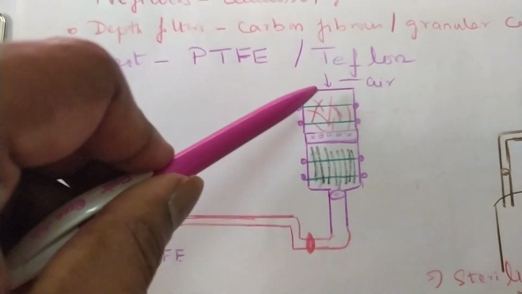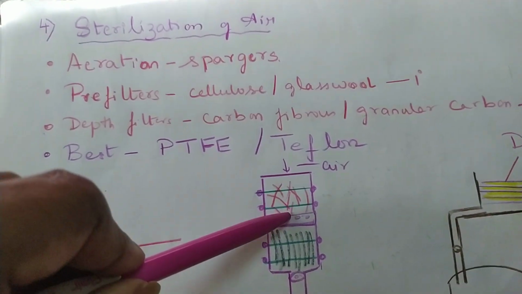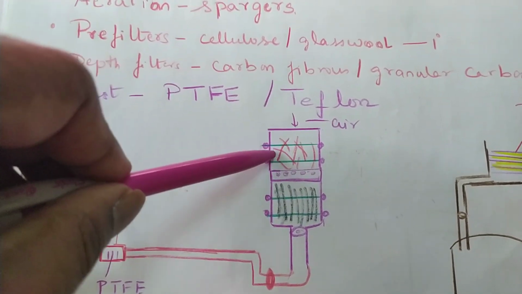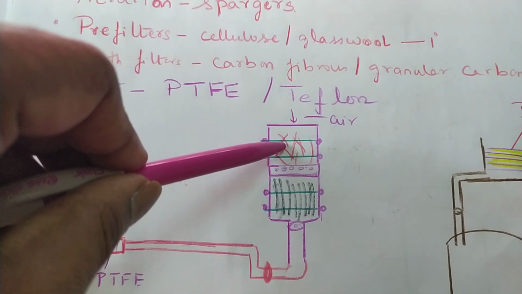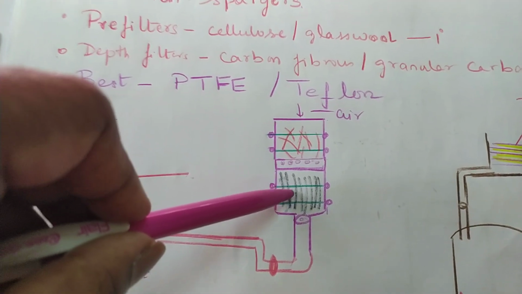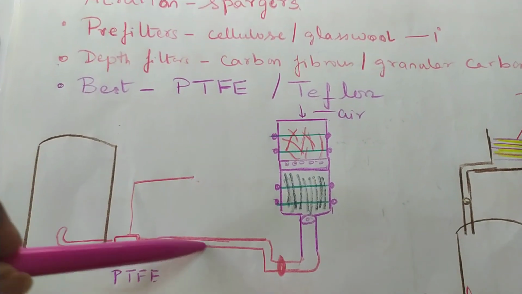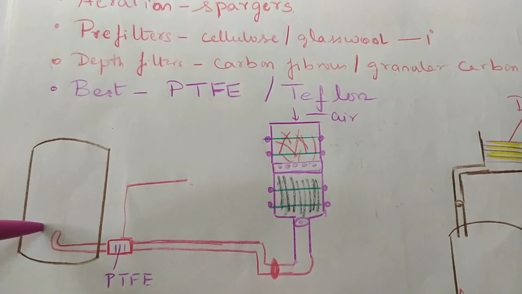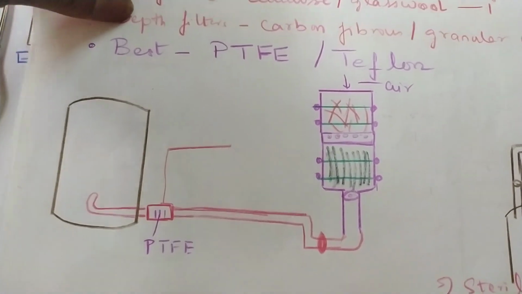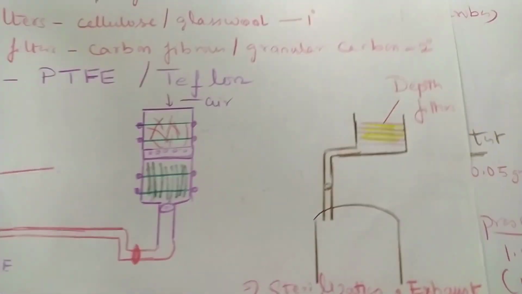Okay, here you are seeing the primary and the secondary filters. This is made up of cellulose or glass wool, where air is pumped into this. Fibrous glass cellulose or glass wool is followed by the depth filters, made of carbon fibrous or granules. Air is pumped through this, and there's a control valve also, and then it enters the PTFE filters, and then the spargers for the aeration process. So sterile air is to be provided in the bioreactors for better growth of the microorganisms and to prevent contamination.